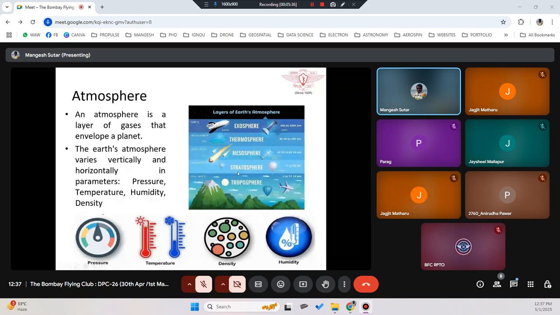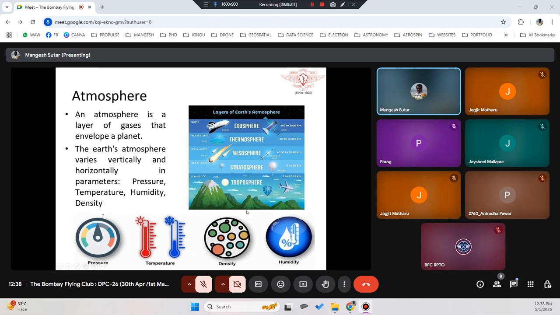Okay, so that's how your atmosphere is divided. The atmosphere saves us from all the dangerous UV light, gamma rays, and all the radiation we get from the sun. It creates a protective layer or envelope so that life can exist on the earth.